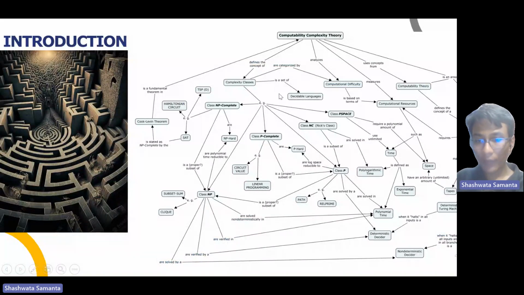In the vast landscape of computer science, understanding the efficiency and feasibility of algorithms is a fundamental pursuit. Computational complexity theory deals with the interplay between problem solvability and resource requirements, and the inherent difficulty of computational tasks. In this presentation, we will embark on a journey to unravel the complexities of computational theory.